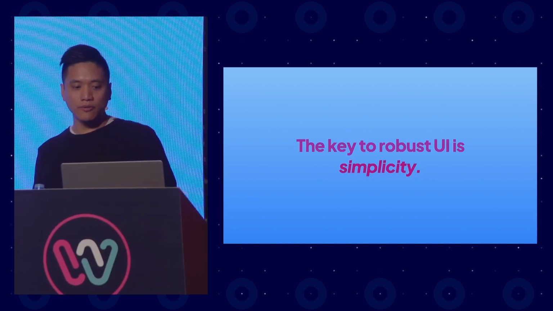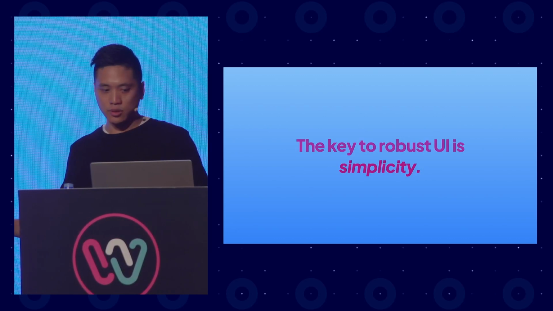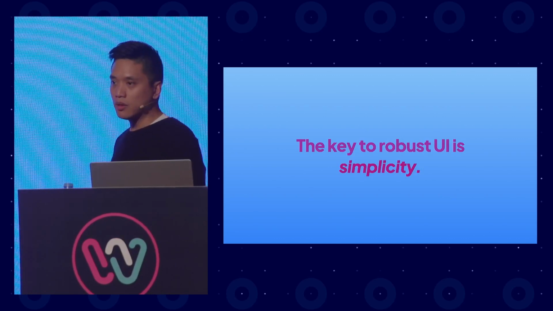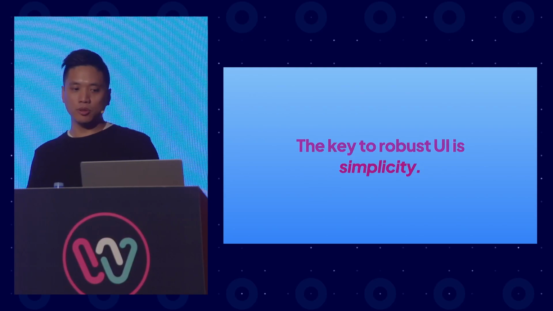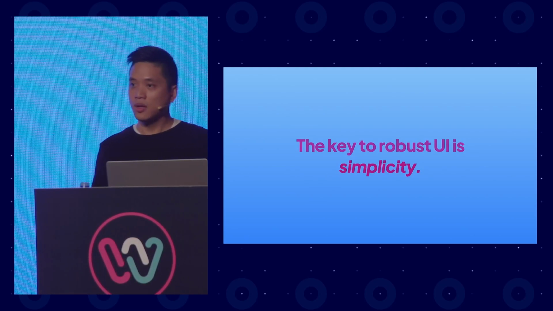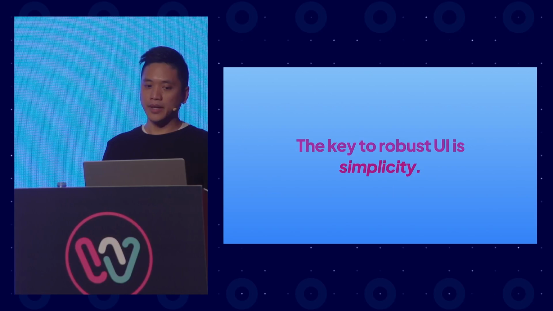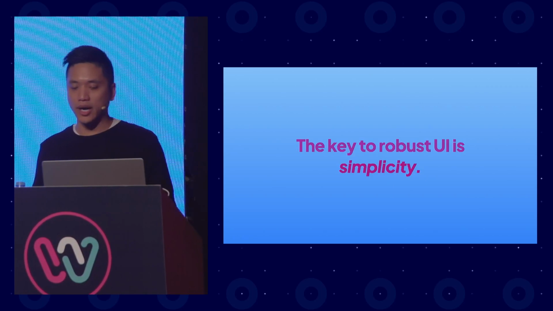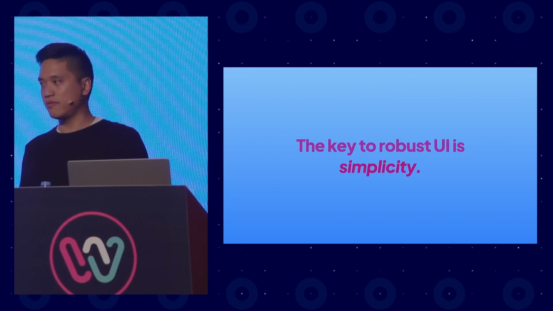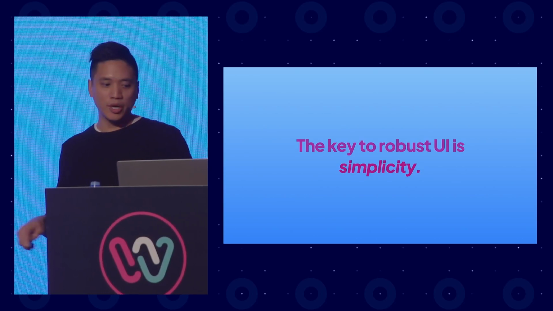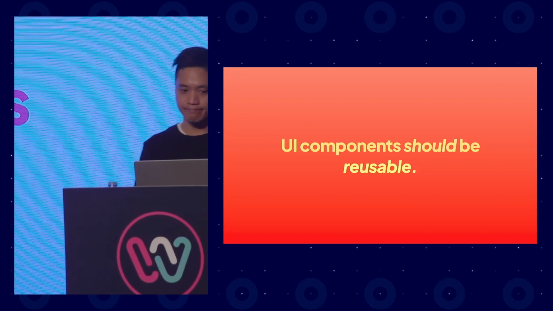And the key to creating robust code is basically simplicity. Simple components are easier to understand, maintain, and reuse, and are less likely to contain errors or cause problems in the user interface. And they are also much more readable than any other.